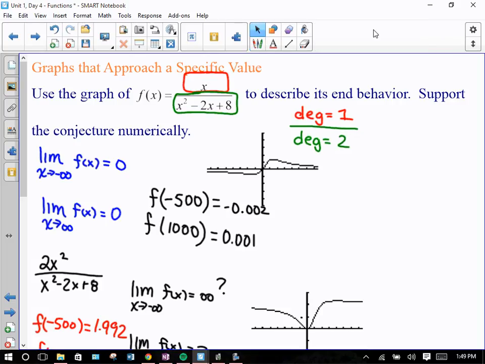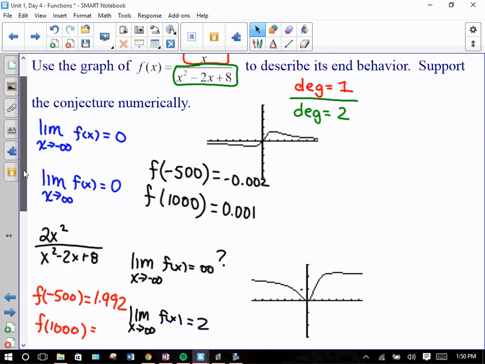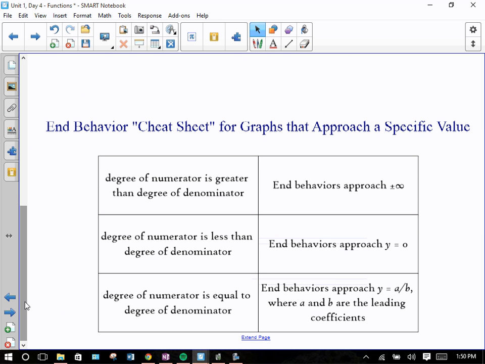So, we compare these two. You know why the degree of this is 2? Because this exponent right here is 1, so how is it not 1? Okay, so if we compare these two degrees, the degree of the numerator is less than the degree of the denominator. So I come down to here. If the degree of the numerator is less than the degree of the denominator, then end behavior approaches y equals 0.